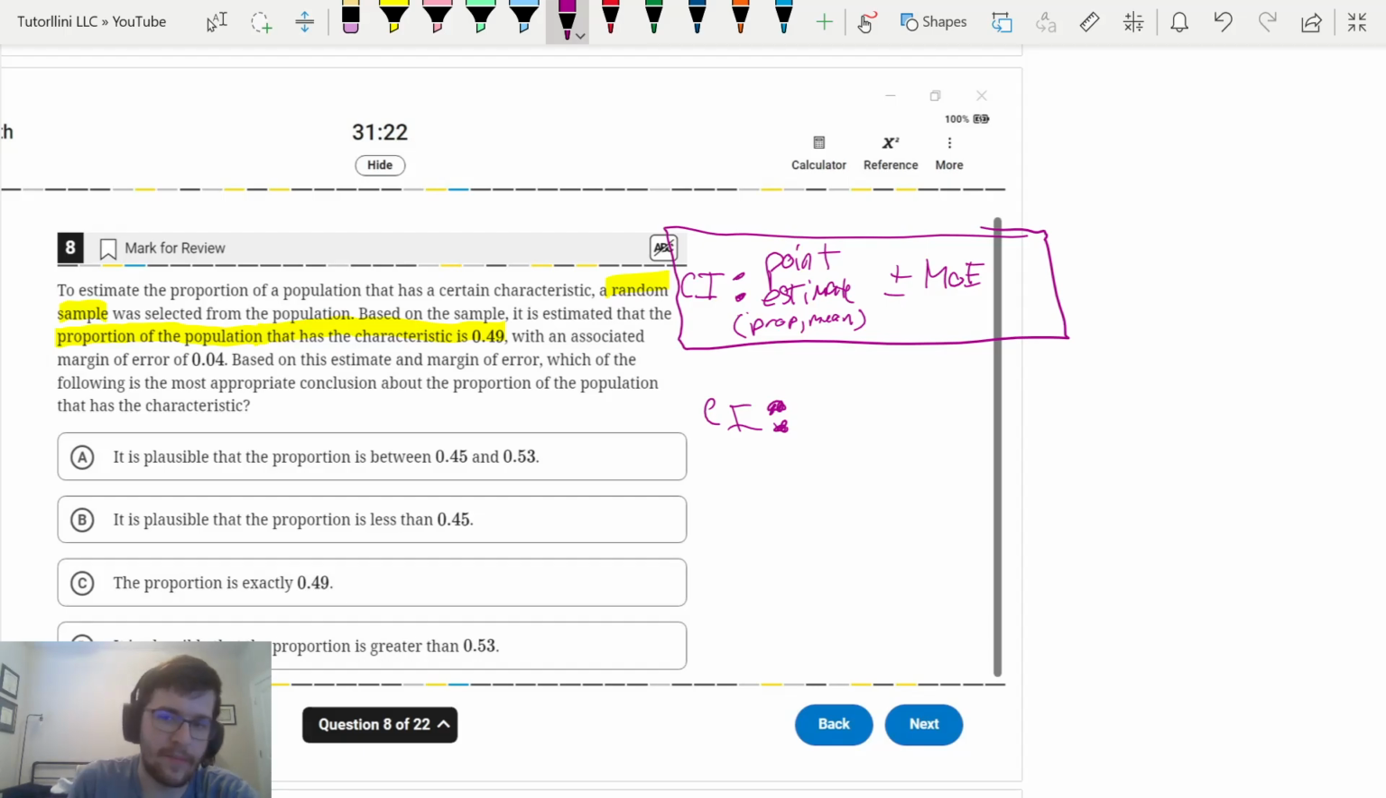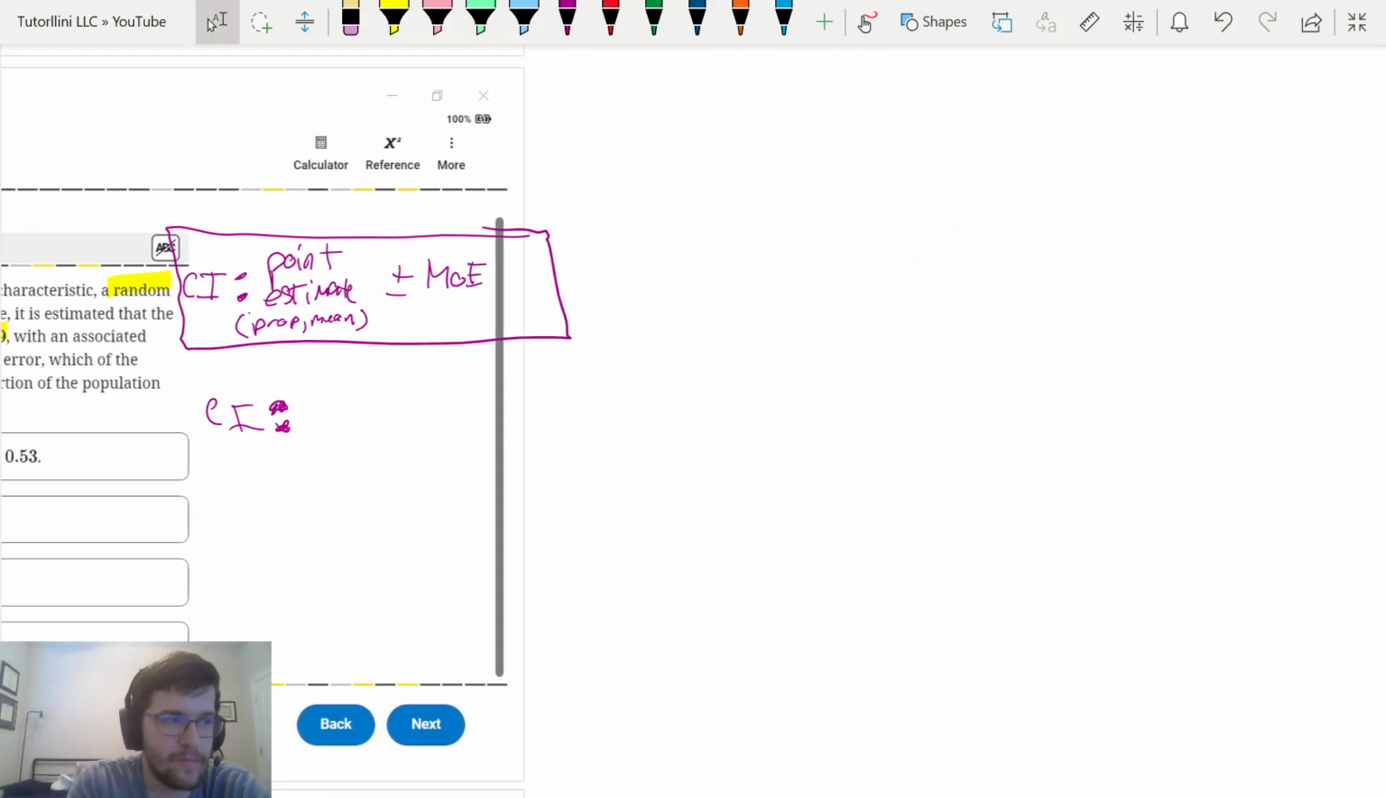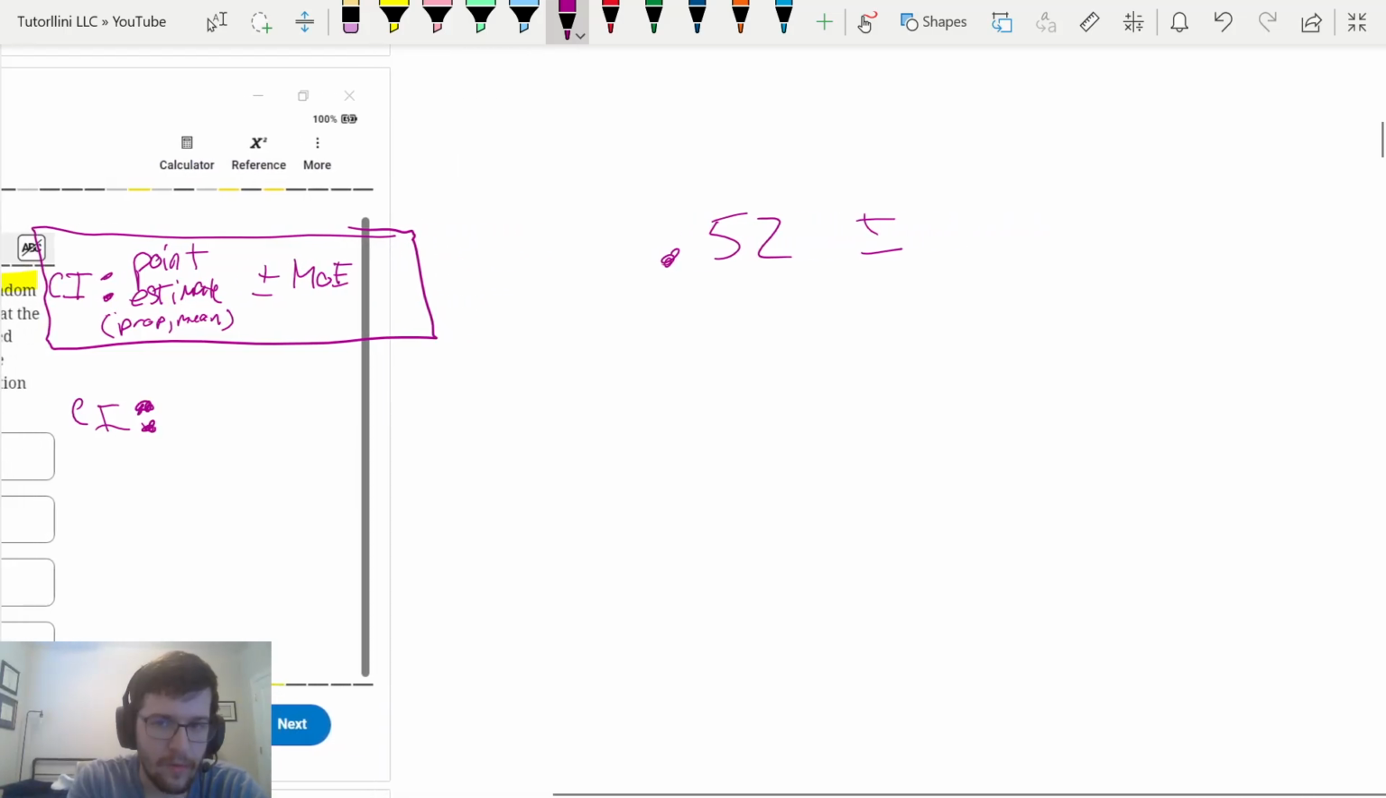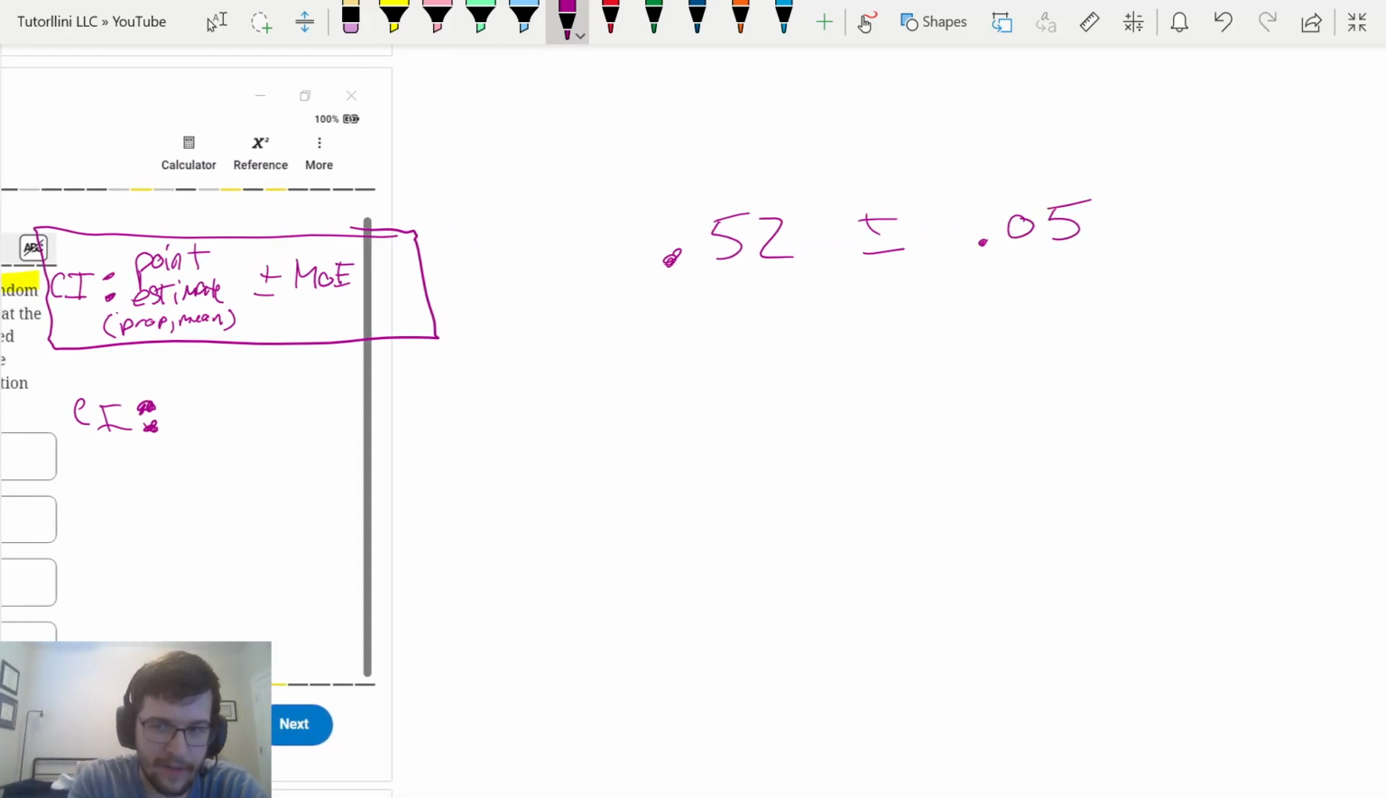Why don't I just do a quick example? Let's say we ask 100 people what percent of them are going to vote for presidential candidate A, and we found out 52% of them are. So the point estimate would be 0.52. And then let's say the margin of error was 0.05. That would give us 0.47 to 0.57.